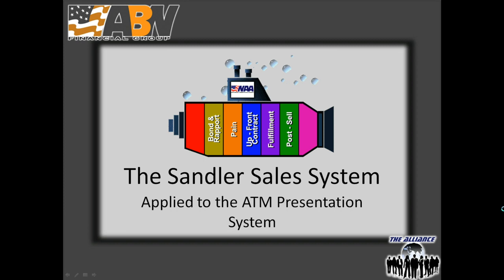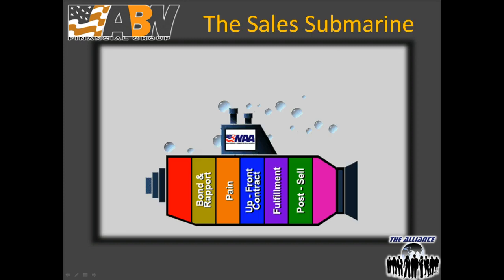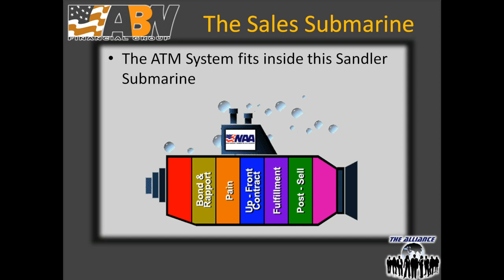Okay, so let's talk about the sales submarine. When you look at the ATM sales process, it really follows the sales submarine. Now, why do we call it a sales submarine? Primarily because you go from one step to the next, and you don't move on to the next step until you've closed the first step. Here on the sales submarine, it starts with the bond and rapport, and this is when you create that trust with the client so they believe you.